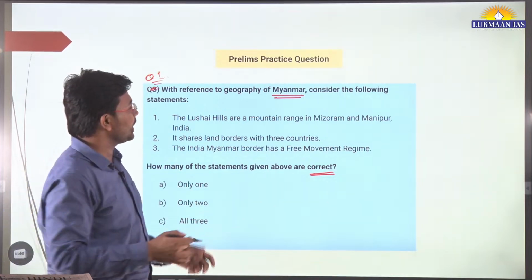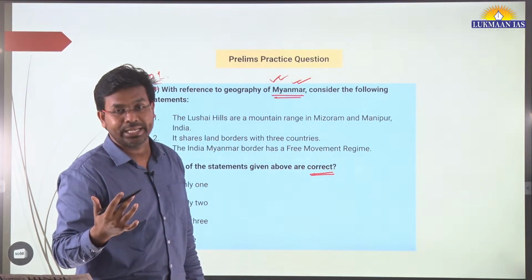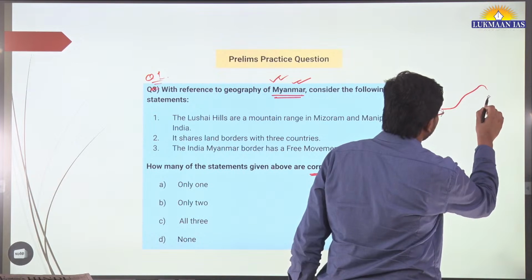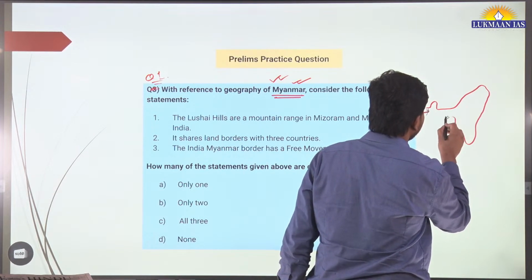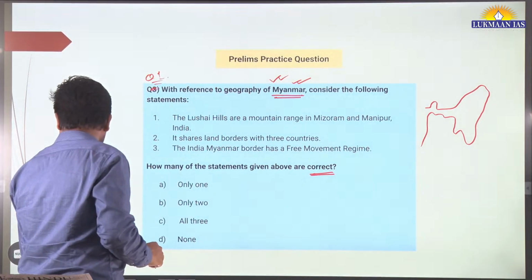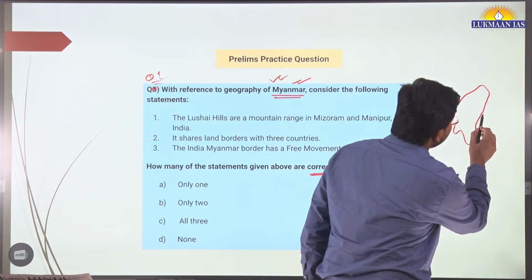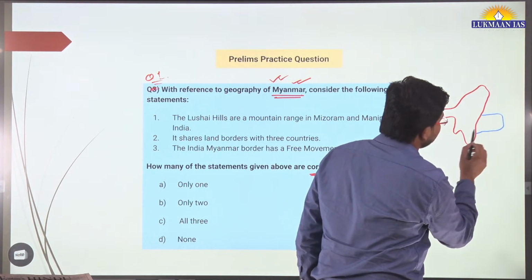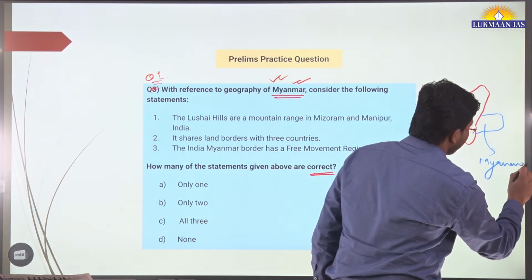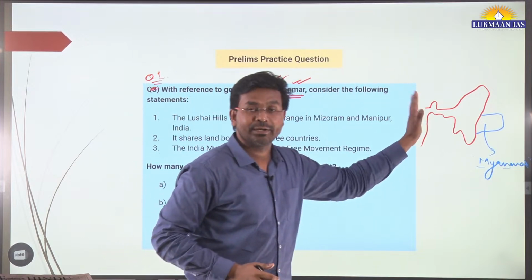And for your understanding, you should be knowing that Myanmar is a country which is adjacent to India, right? So if I draw the map of northeastern portion of India, this is northeastern portion of India. This is Myanmar, right? Myanmar as a country lies to the eastern side of India. So over here Myanmar lies. So Myanmar is to the eastern portion of India.